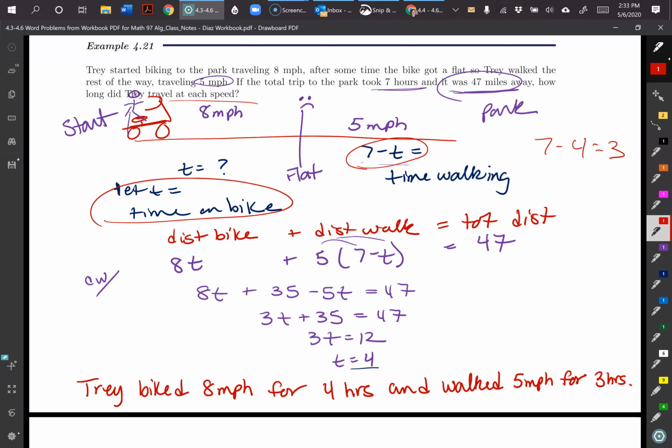Okay, so a lot of activity for Trey to get to the park. It's a pretty far ride. Hopefully someone helps him out on getting back that 47 miles.